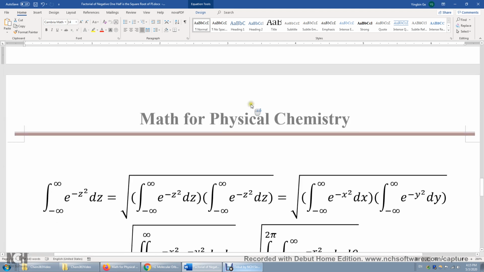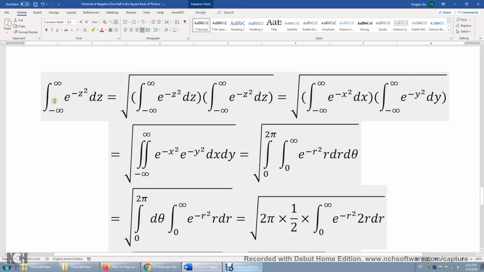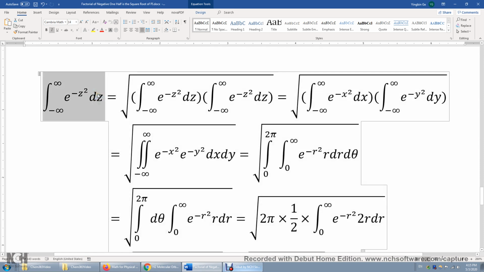So over here, I'm going to show you how to do that. Let's look at this Gaussian function here. This is the integral of Gaussian function. It's the square root of this Gaussian function times itself. And then I'm doing variable substitution. This z is replaced with x. This z is replaced with y. So we got this over here.